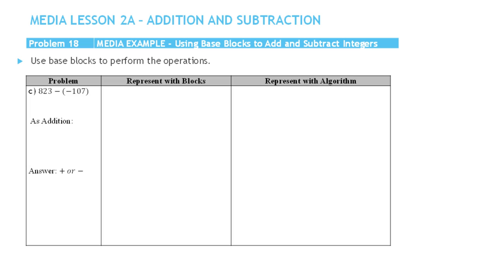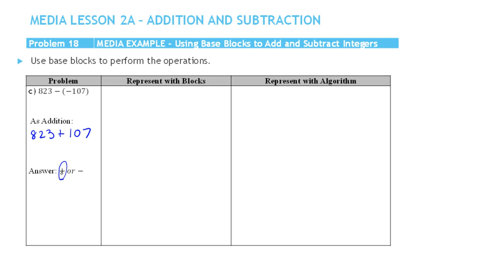In this last example, we are going to take 823 and subtract negative 107. So let's start by rewriting this as addition. So this would be 823, change subtraction to addition, and add the opposite of negative 107, which is positive 107. So this problem is equivalent to adding two positive numbers, 823 and 107. So when we add two positive numbers, our answer is positive.